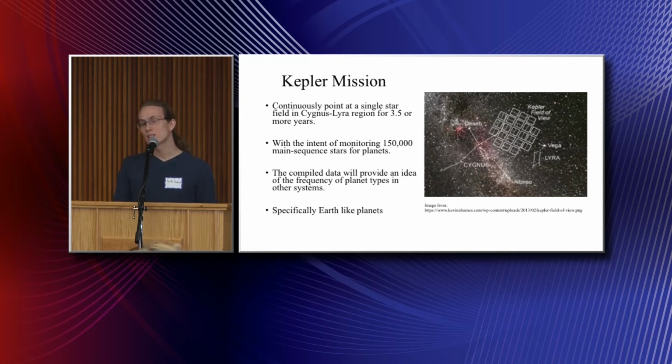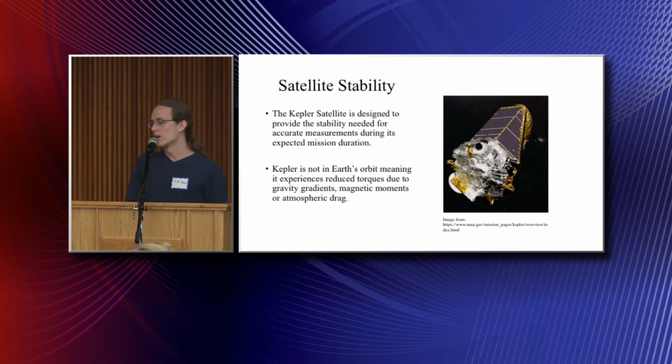Now, the satellite's been designed to be really stable, to get really smooth data. The fact that it's not in Earth's atmosphere means it has reduced forces that cause variation in the data that we're collecting.